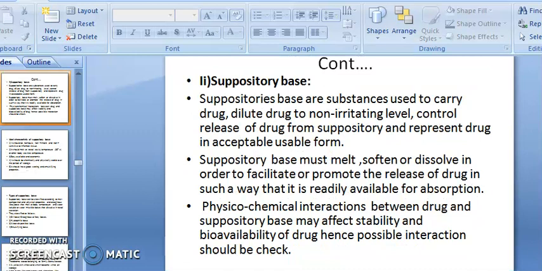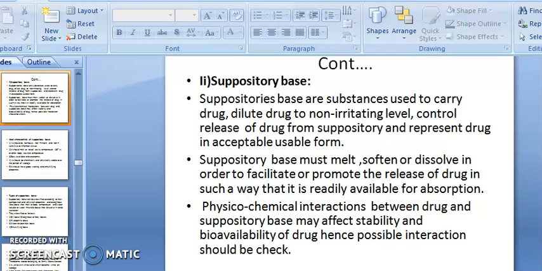Then suppository base. Suppository bases are substances used to carry the drug, dilute the drug to a non-irritating level, control the release of the drug from the suppository, and present the drug in an acceptable usable form. The base should have the property that the drug is diluted to a non-irritating level, and it controls the release of the drug from the suppository, and presents the drug in an acceptable usable form.